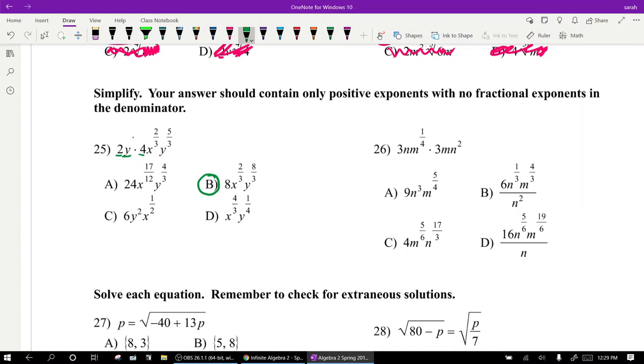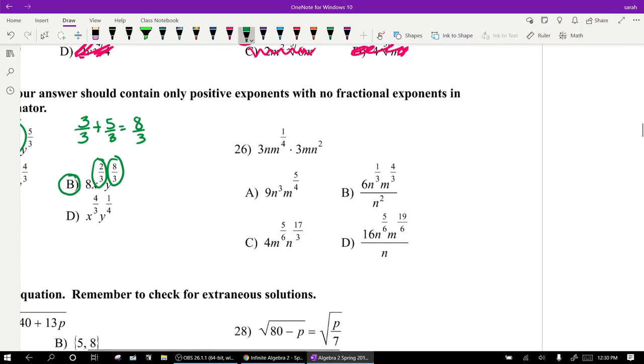I have a y to the first power and a y to the 5/3 power, so I have to add my exponents. So 1 is the same as 3 over 3, plus 5 over 3 is 8 over 3, so y is raised to the 8 over 3. Again, it's the only one like that. And then there's only one x, so that's 2/3, and that's right there. So for 25, your answer is B.